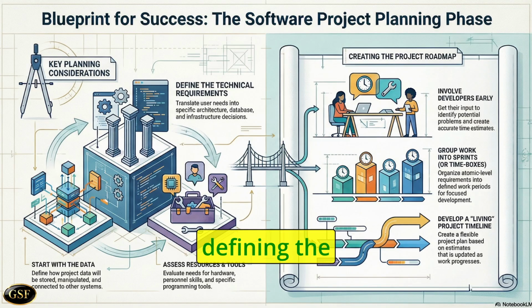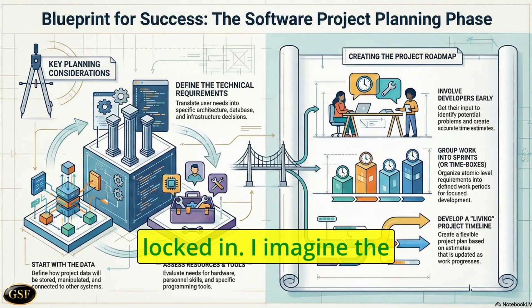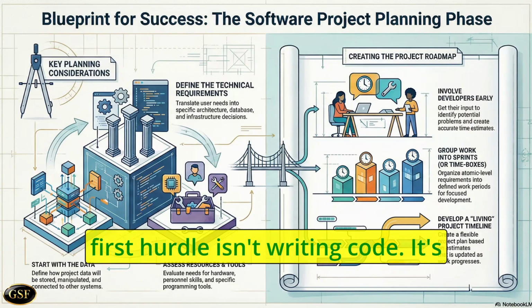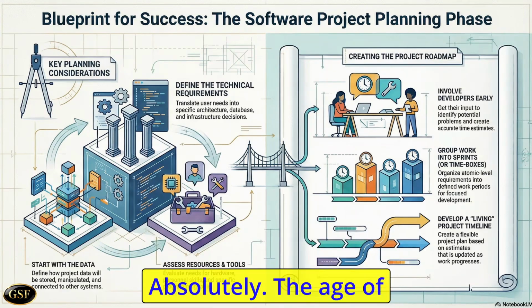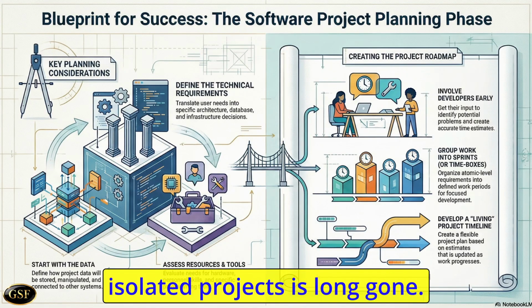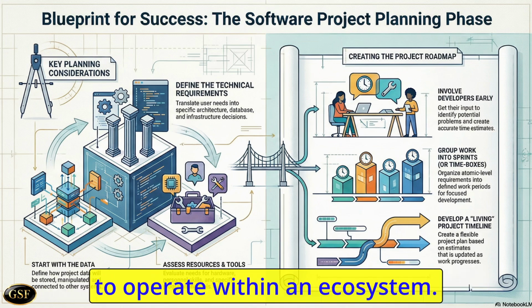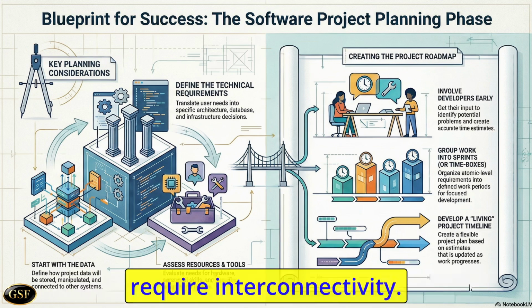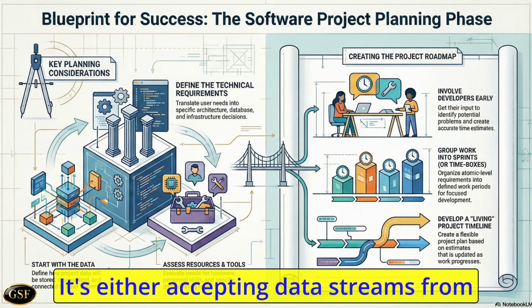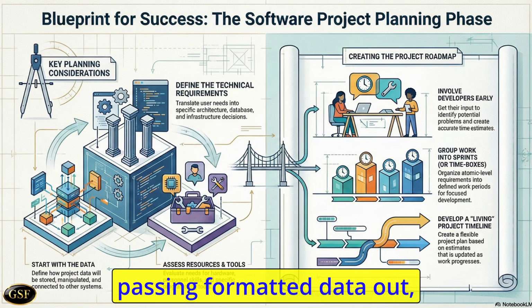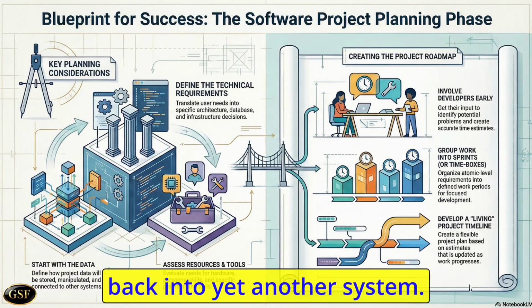So, okay, if we're defining the architecture, we first need to understand the environment. We've got our atomic requirements locked in. I imagine the first hurdle isn't writing code. It's realizing the new system won't live alone, right? Absolutely. The age of isolated projects is long gone. When a project becomes a system, it has to operate within an ecosystem. You must assume it will require interconnectivity. It's talking to other things. It's either accepting data streams from other legacy systems, or it's passing formatted data out, whether that's to end users or, more often, back into yet another system.